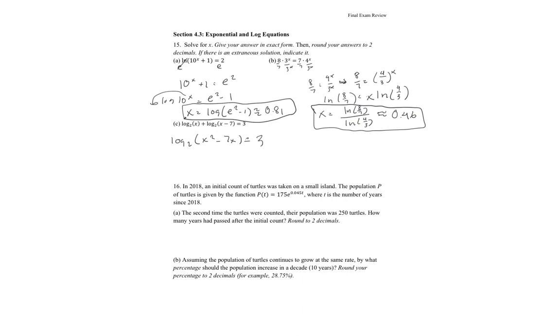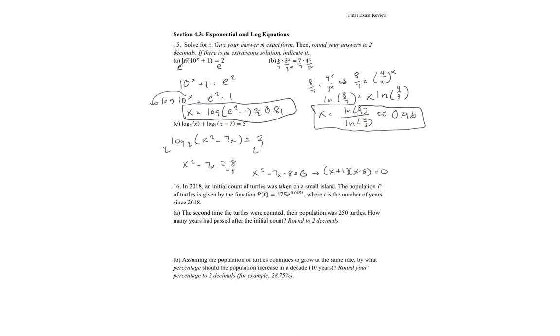And so what we can also do, to get rid of that log base 2, is take 2 to the exponent on both sides, and so that's going to leave us with x squared minus 7x is equal to 2 cubed, which is 8. And then we can subtract this 8 on both sides to make this into a quadratic that we can solve, because that's going to be x squared minus 7x minus 8 is equal to 0. And so if we solve that quadratic, we'll get x plus 1 and x minus 8 equals 0.